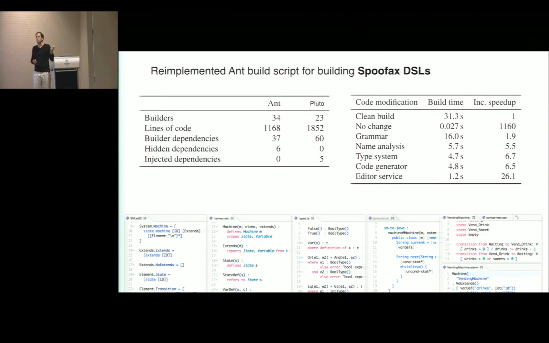But if you change the grammar, you still get a speed up of 2. And that's different than changing the editor services or something like that. The reason is that a lot of other parts of the language definition actually depend on the grammar. So the speed ups kind of reflect the dependencies that you have in the dependency graph anyways. So for us, this was a really nice result. I think we achieved really good speed ups here.